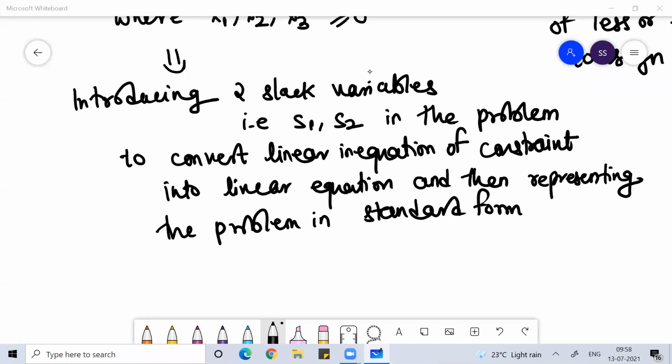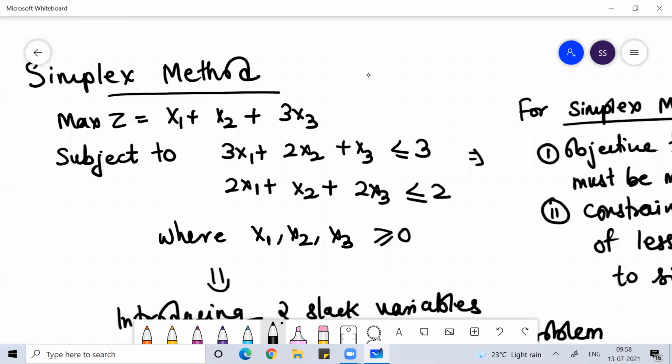Why two slack variables? Because we have two constraints. Whatever the number of constraints we have, that many slack variables we introduce. Ultimately, we want to convert this problem into linear equations.